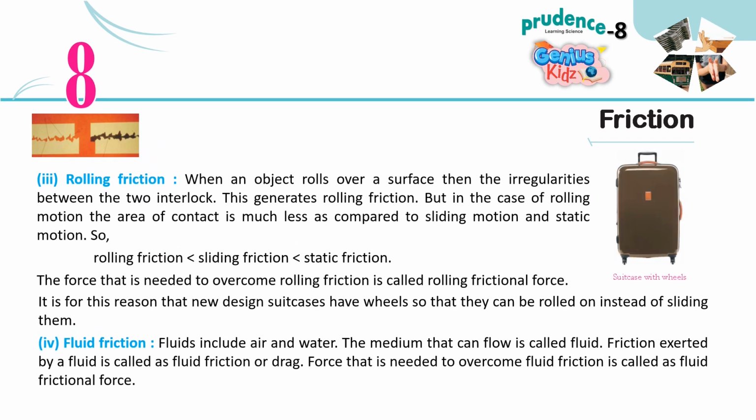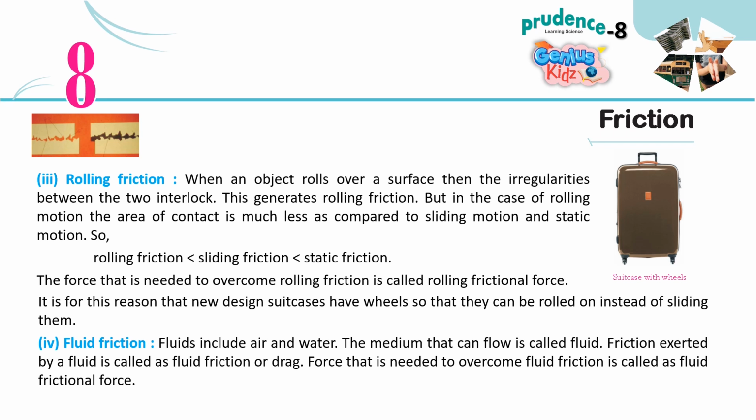3. Rolling friction. When an object rolls over a surface, then the irregularities between the two interlock. This generates rolling friction. But in the case of rolling motion, the area of contact is much less as compared to sliding motion and static motion. So, rolling friction is less than sliding friction, which is less than static friction. The force that is needed to overcome rolling friction is called rolling frictional force.